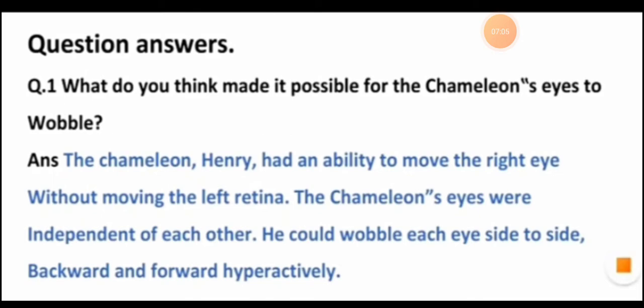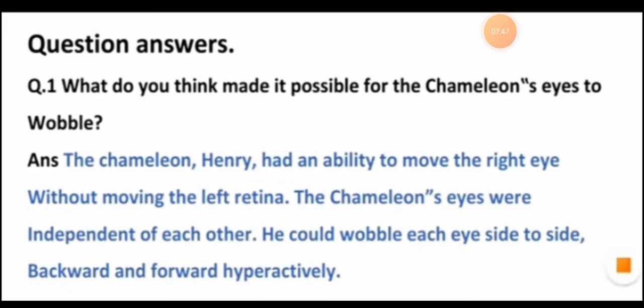Then another lesson, Henry the Chameleon, from your main course book, Communicative English. The unit is Unit 3, Section 1. Henry the Chameleon. What do you think made it possible for the chameleon's eyes to wobble? Henry the chameleon had an ability to move the right eye without moving the left retina. Yes, it has the ability to rotate.